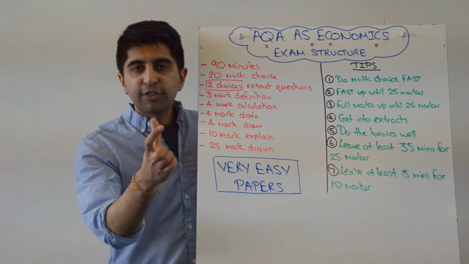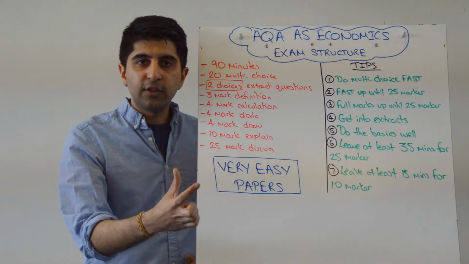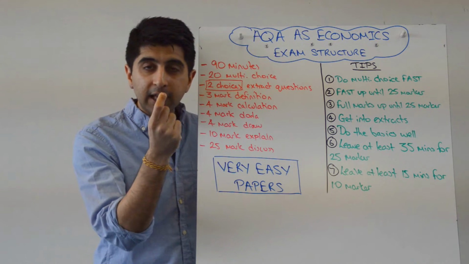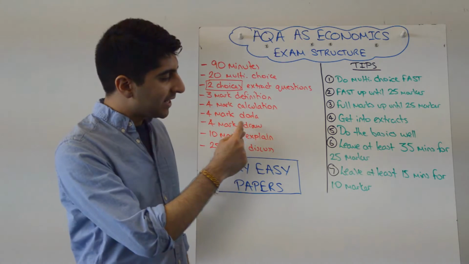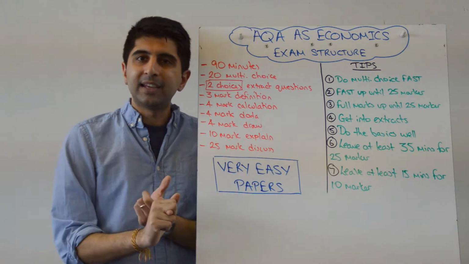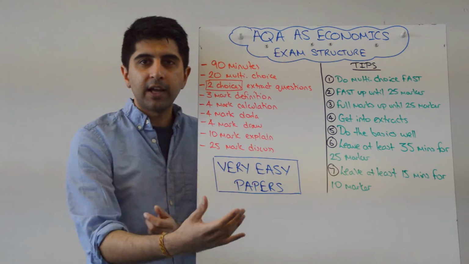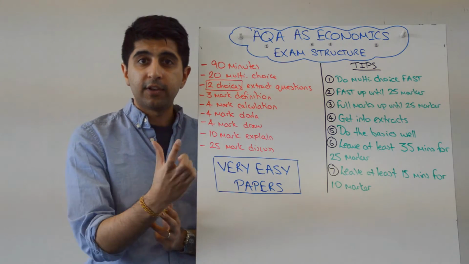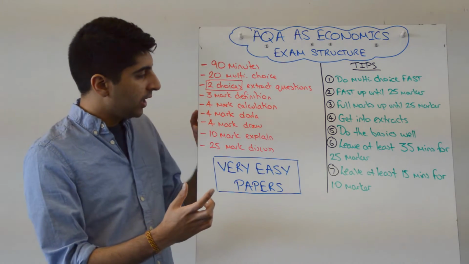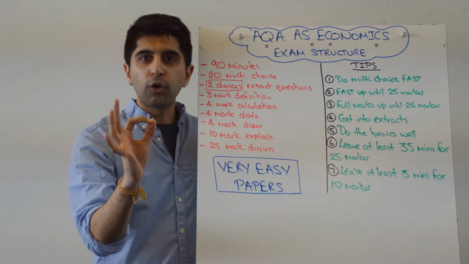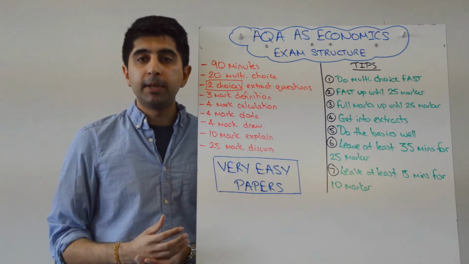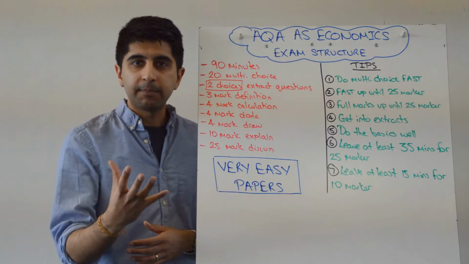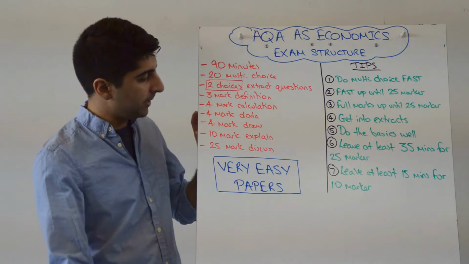You're going to start with a 3-mark definition question. You're then going to have a 4-mark calculation question. You're then going to have a 4-mark data-related question, normally significant features you need to identify, or significant points of comparison. You're then going to have a 4-mark draw question, normally draw a diagram to illustrate something. It might even be draw a bar chart, draw a pie chart, something statistic-based.